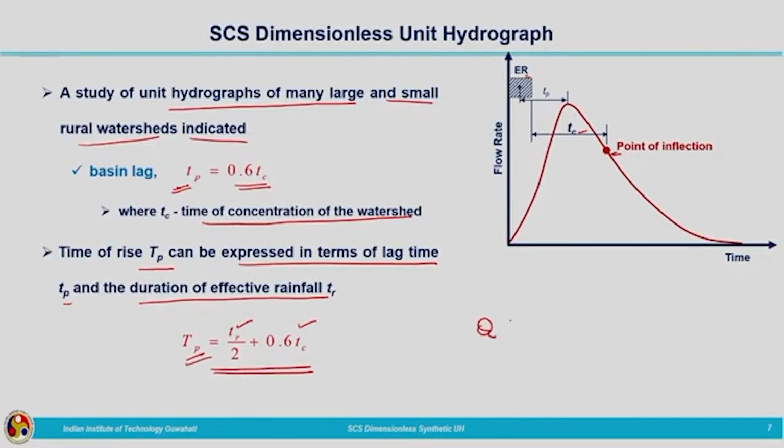Once TP is calculated, we can get QP as 2.08 multiplied by A divided by TP. A is the catchment area, and TP we get by making use of the time of concentration, so QP is obtained. So, we have QP as the peak, and we have the time to peak and also the time base. So, we can plot the triangular unit hydrograph by making use of this technique. This is very commonly utilized for developing the synthetic dimensionless unit hydrograph.